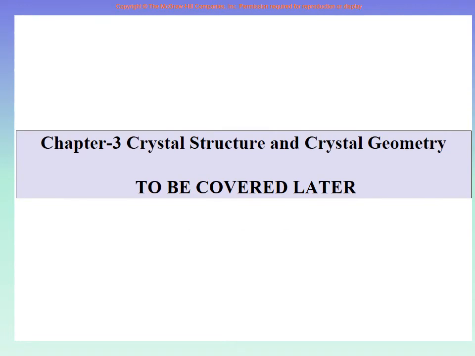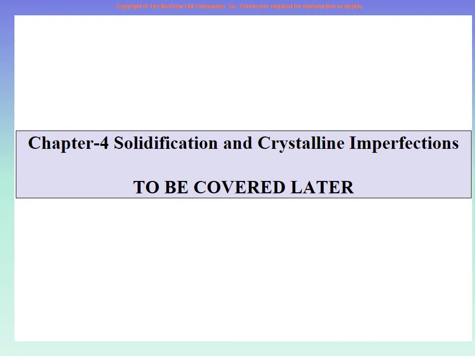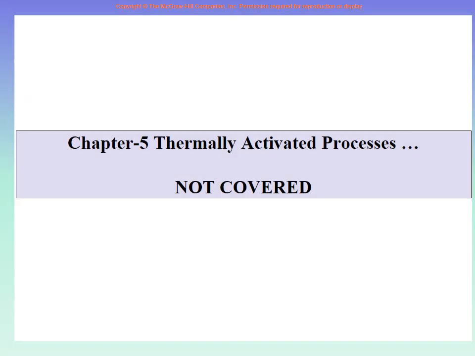Chapter 3, as I told you, is about crystal structure and crystal geometry, and we will definitely cover it. But first I wanted to come to chapter 6. Chapter 4 is solidification and crystalline imperfections. This also we will cover because this is a basic part of what are the defects at the crystal level, which we will cover later. Chapter 5 is thermally activated processes. Now, because you always do a course on thermodynamics and you actually do thermo 1 and thermo 2, and then you do a course on heat transfer.